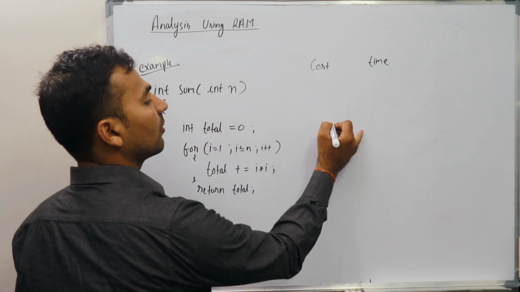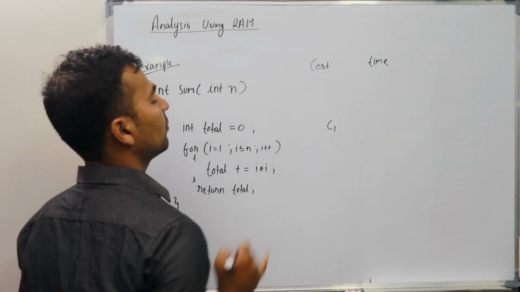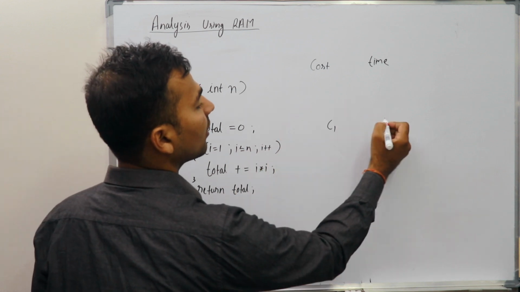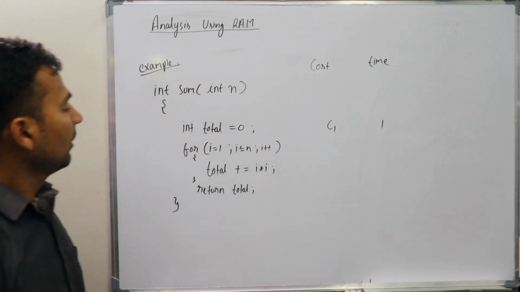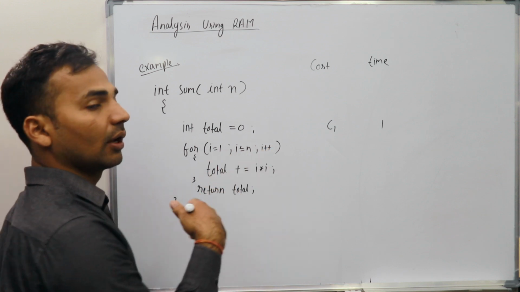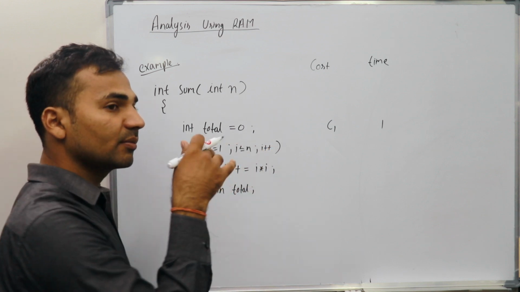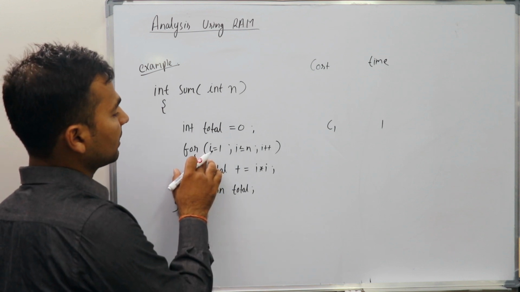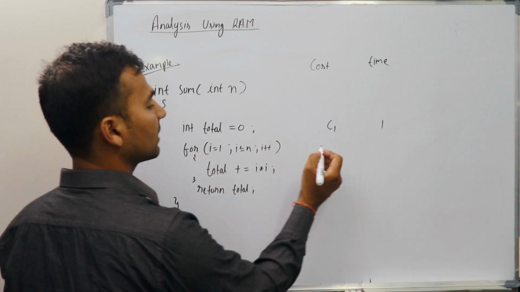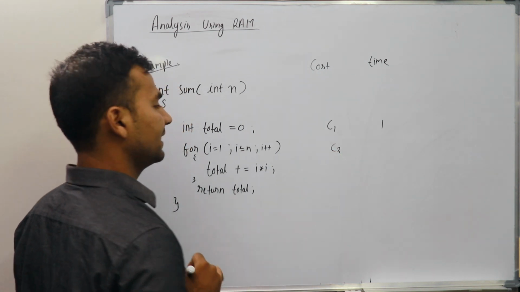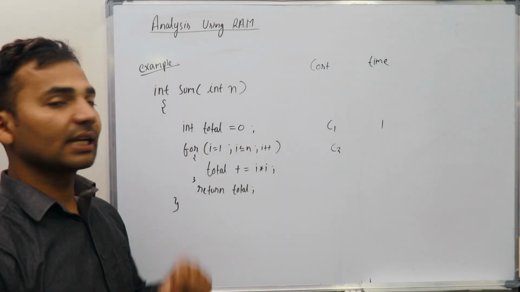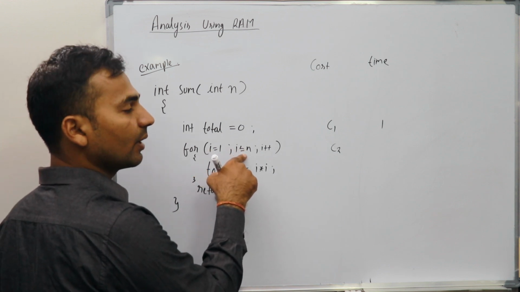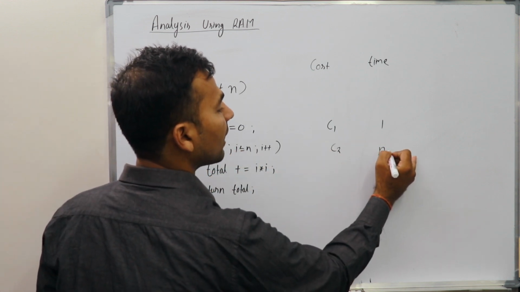Therefore it takes a constant time, let's say C1, and it is executed one time, right? Now for this for loop, it is also a primitive operation, but there are many primitive operations within the for loop. What cost does it take? It takes a constant cost, let's say C2. And how many times is the loop executed? As you can see, i starts from 1 and i is less than or equal to n, therefore it runs for n plus 1 times.